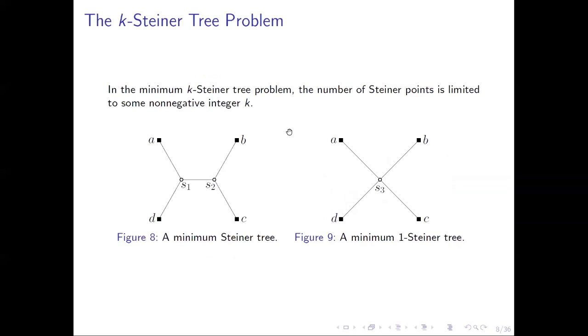This motivates the k-Steiner tree problem, where it's exactly the same as the minimum Steiner tree problem, except we limit the number of Steiner points to some integer k. So for example, this is an example of a minimum Steiner tree. This is the shortest network connecting these four terminals A, B, C, and D. So it's using 2 degree 3 Steiner points currently. But once you limit the number of Steiner points to, let's say, 1, then you end up with a single degree 4 Steiner point instead.